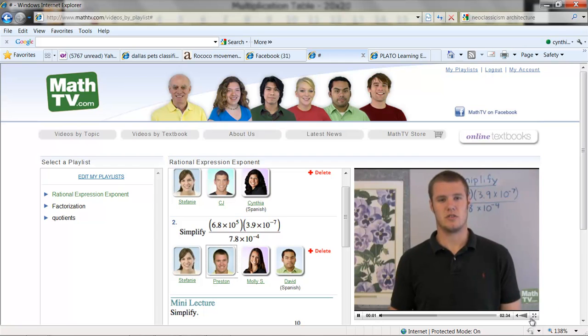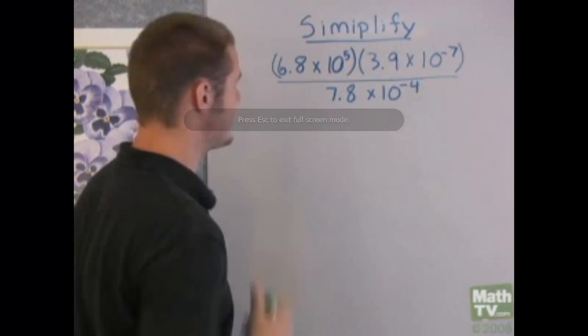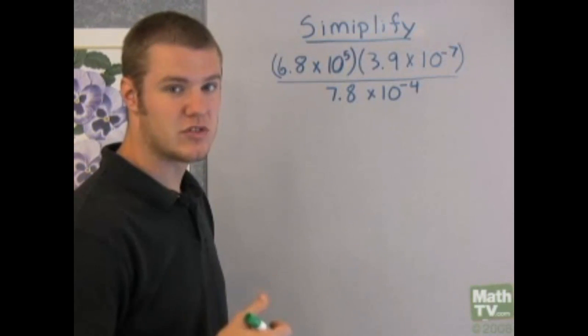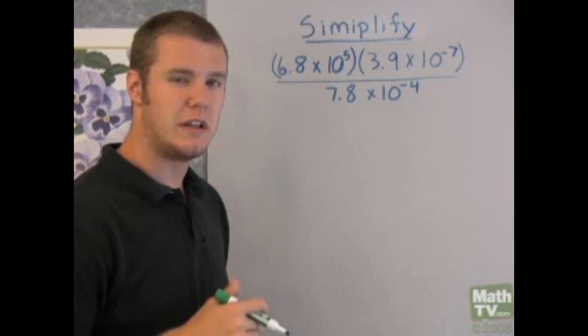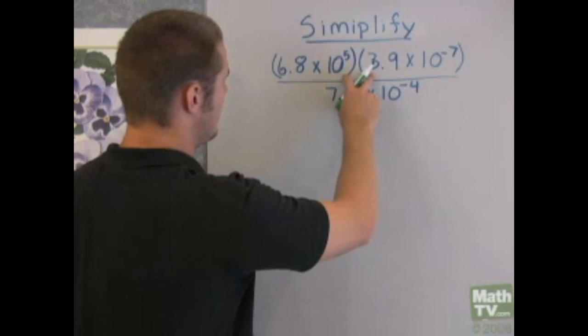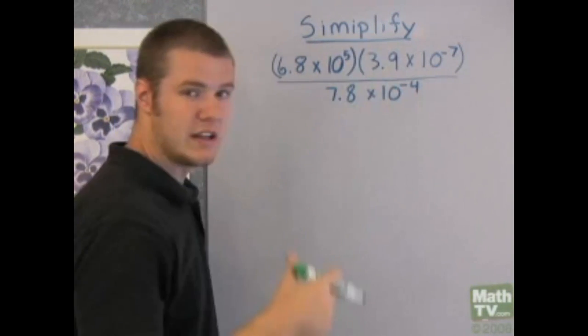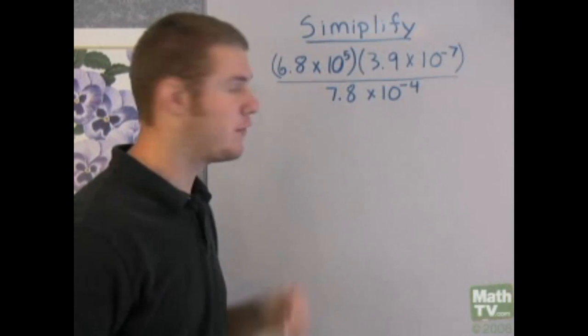This problem asks us to do some simplification dealing with scientific notation. What we have is 6.8 times 10 to the 5th times 3.9 times 10 to the negative 7 all over 7.8 times 10 to the negative 4. So what we need to do is combine these two scientific notation numbers in the numerator, and then we can divide that from the denominator and get our simplified form.